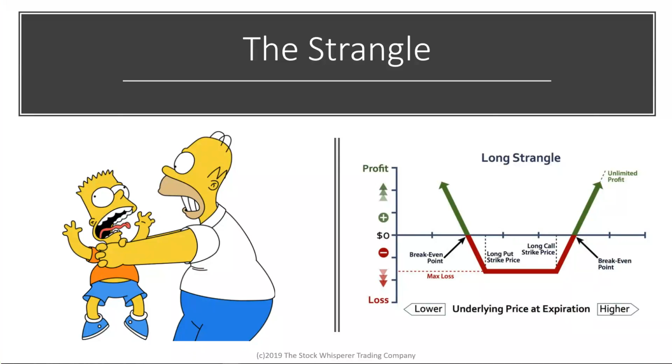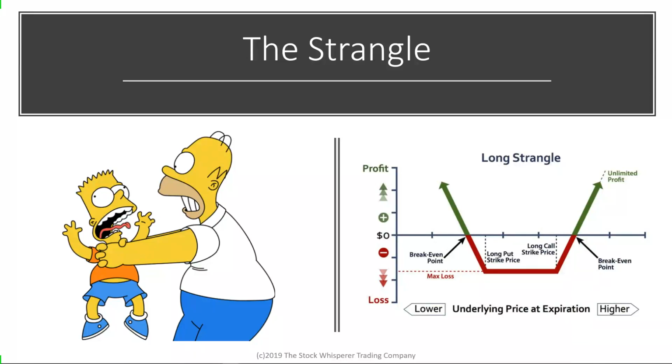We have unlimited profit when we're doing a long strangle. If the stock keeps going up, your calls keep making money. There's no cap. Your puts will lose, but who cares? If you make 500% ROI on your calls and you lose 100% on your puts, you're still up 400%.